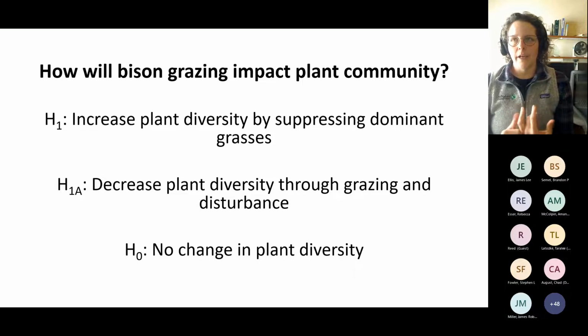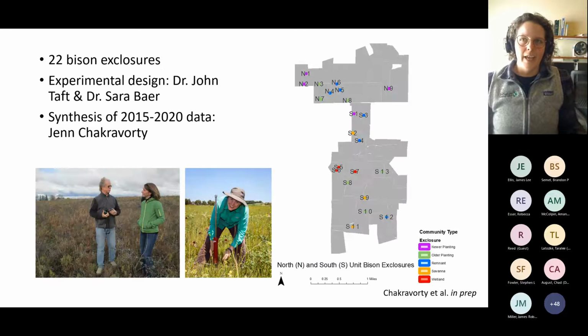Hypothesis 1, based on a lot of scientific literature, was that bison grazing would increase plant diversity by suppressing dominant grasses, which they seem to have a preference for grazing. An alternative to that hypothesis is that bison grazing could decrease plant diversity through grazing and disturbance. And then there was actually more of a null hypothesis where bison grazing might have no impact on plant diversity. So these are the three contrasting hypotheses that we wanted to test.